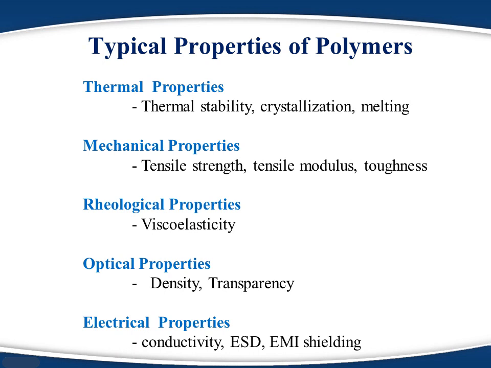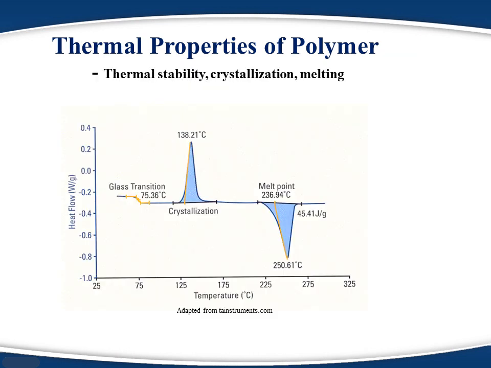A good understanding of these properties helps to select the right polymer for the right application and also the right condition to make those products. So let's start with the thermal properties. Thermal properties are very important because the thermal behavior of a polymer provides the temperature limit in which it can be safely used. It also helps to determine their processing condition.